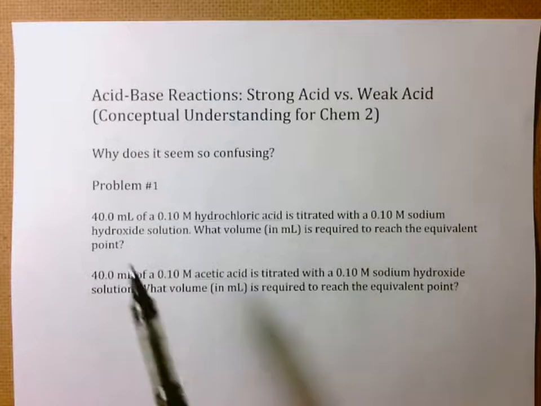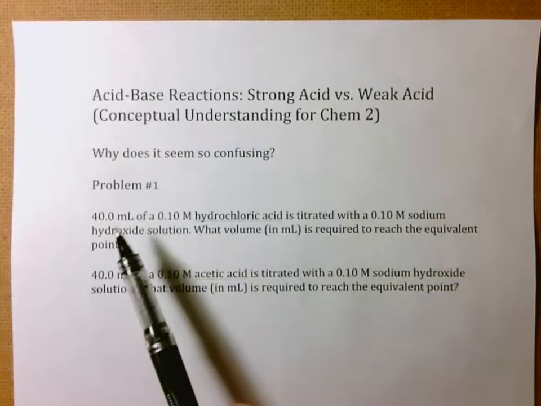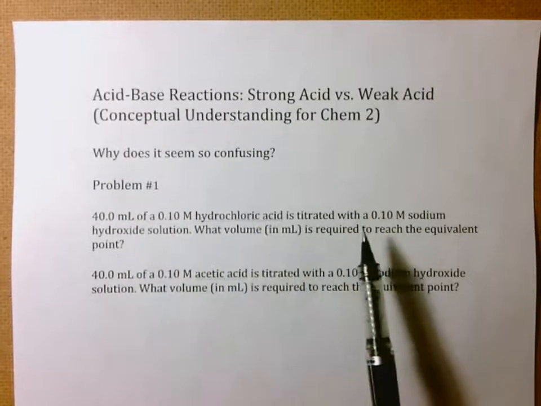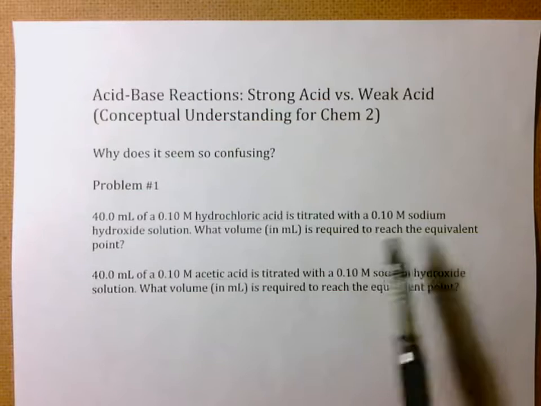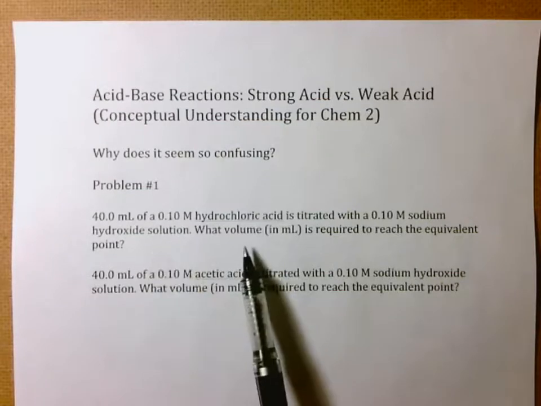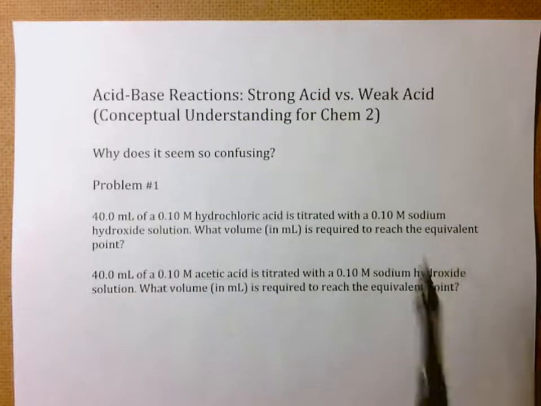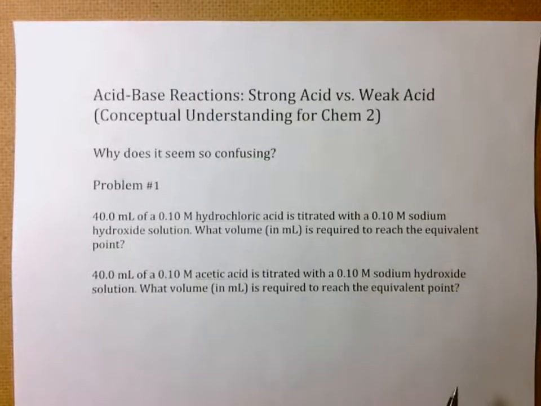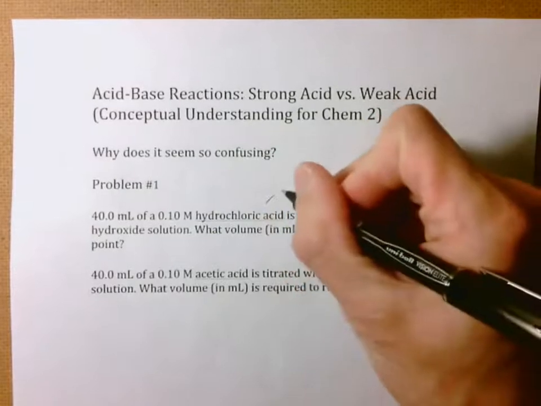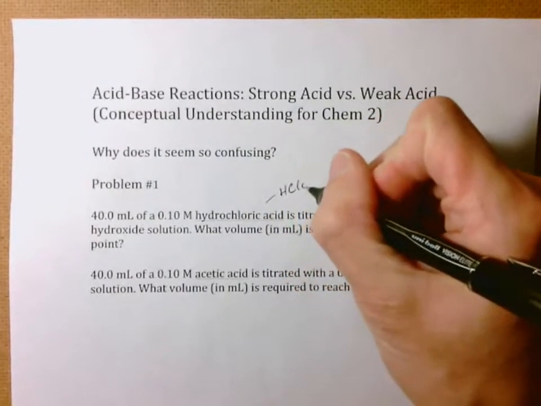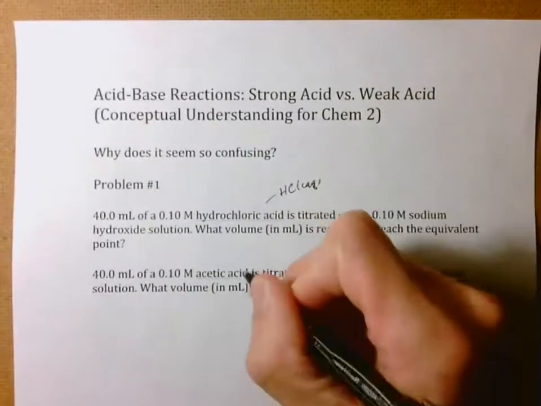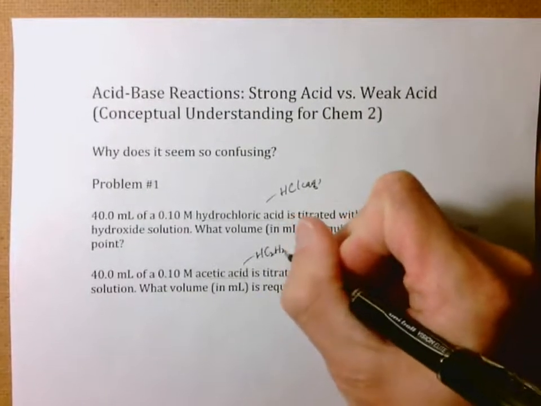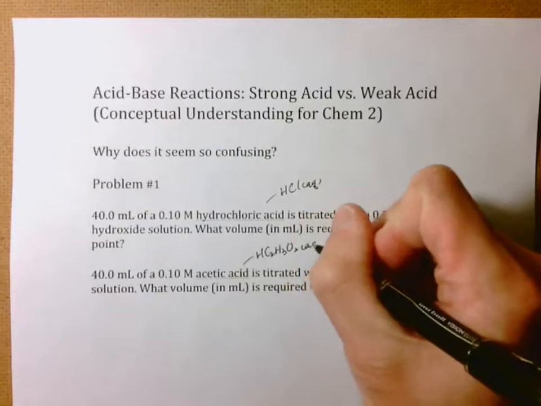So in this problem, you see there's a certain amount of hydrochloric acid reacting with sodium hydroxide. What volume is required for the sodium hydroxide to reach the equivalent point? Well, I'm going to just write the formula HCl, aq, acetic acid, HC2H3O2, aq.